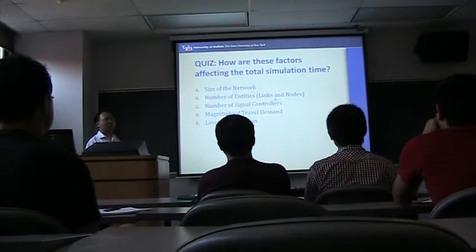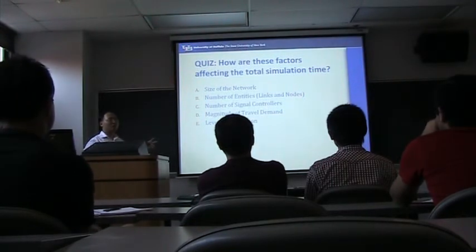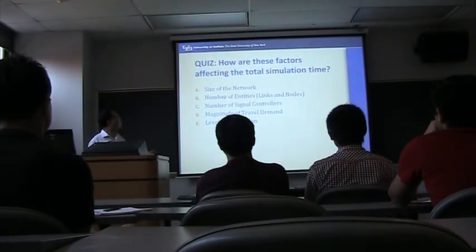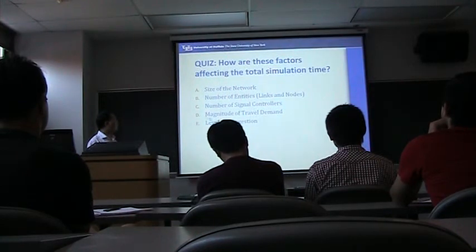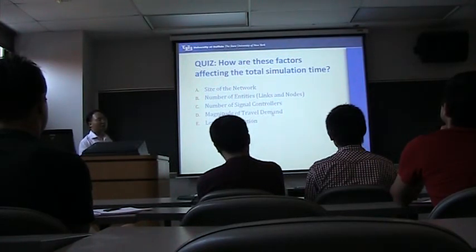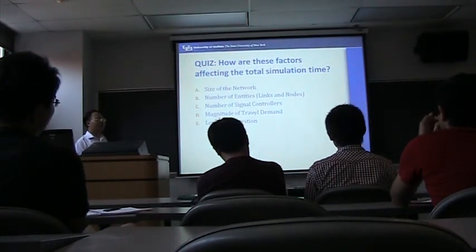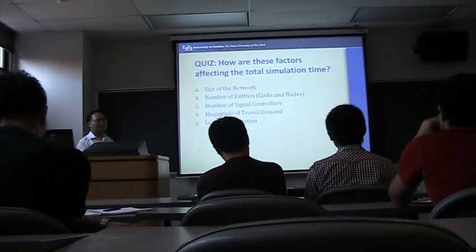The second one is number of entities, including link and nodes. So let's consider we have a network with 1,000 links, but there's no vehicle running on it. So what's the simulation time? It will be 0. So number of entities does not affect the total simulation time. And the number of signal controllers is the same thing. But if we take a look at the magnitude of travel demand, this will be an important factor. So the more vehicles you are having, the longer simulation time you're going to have.